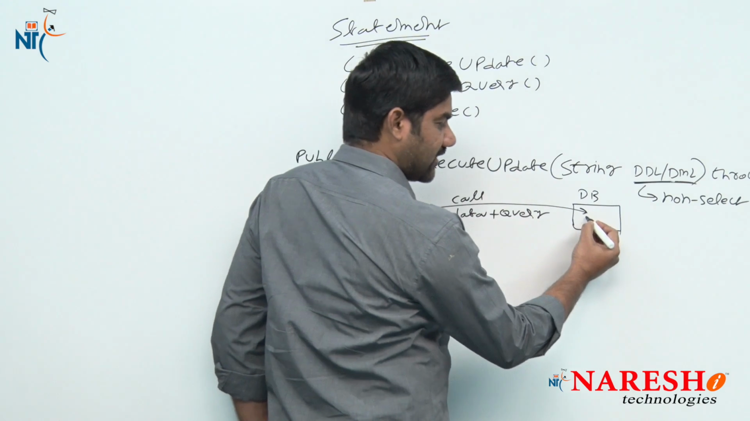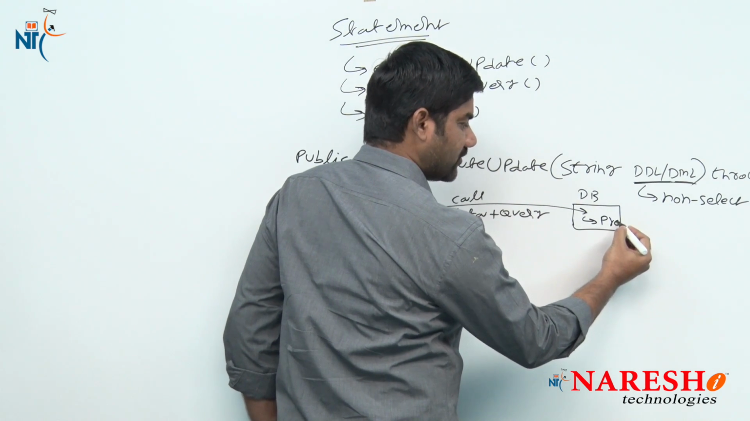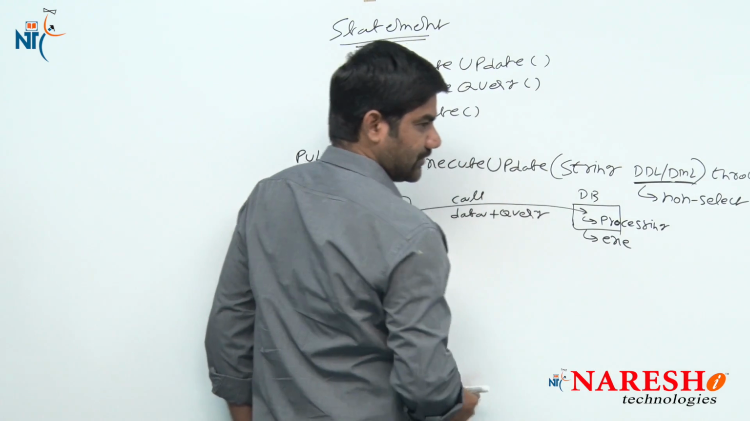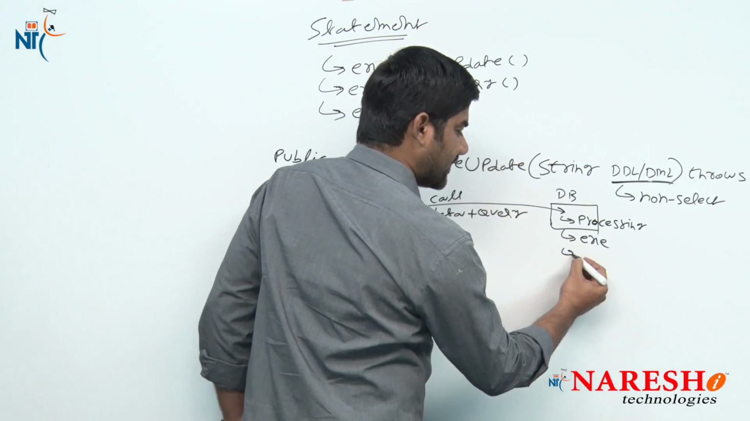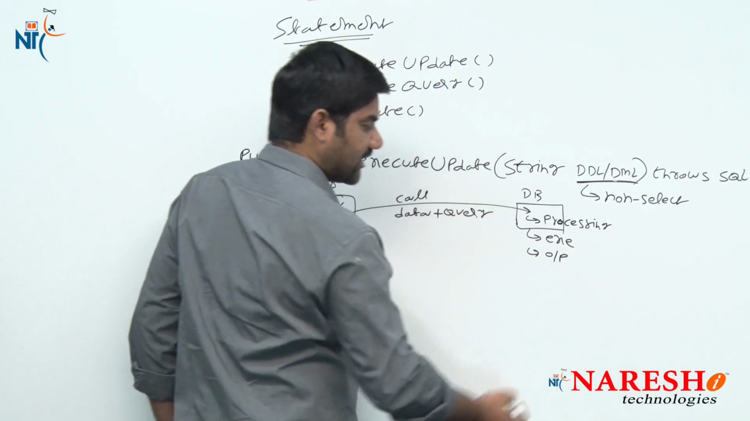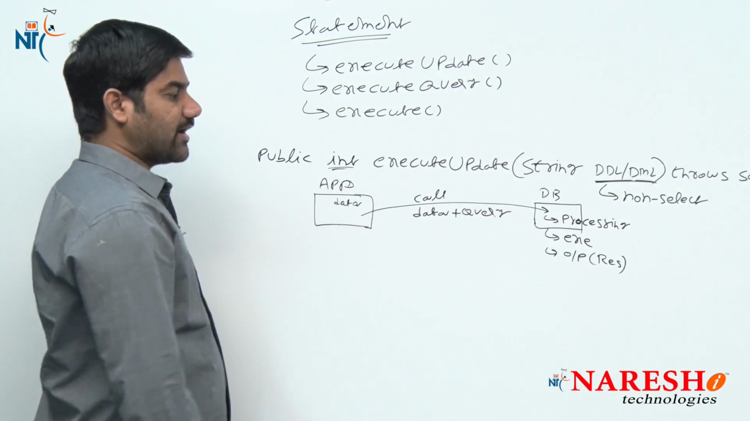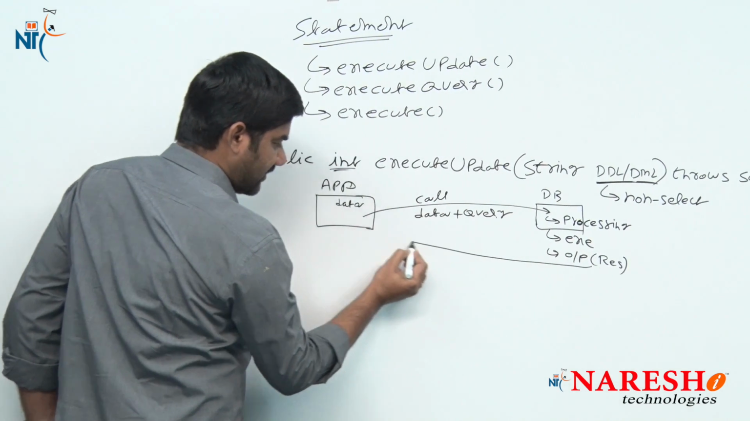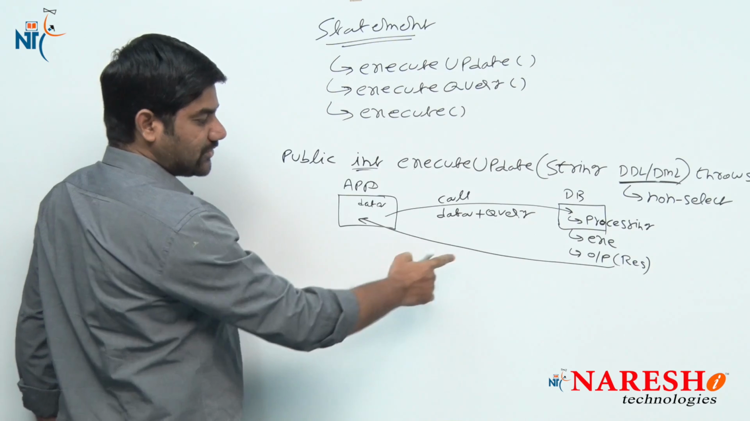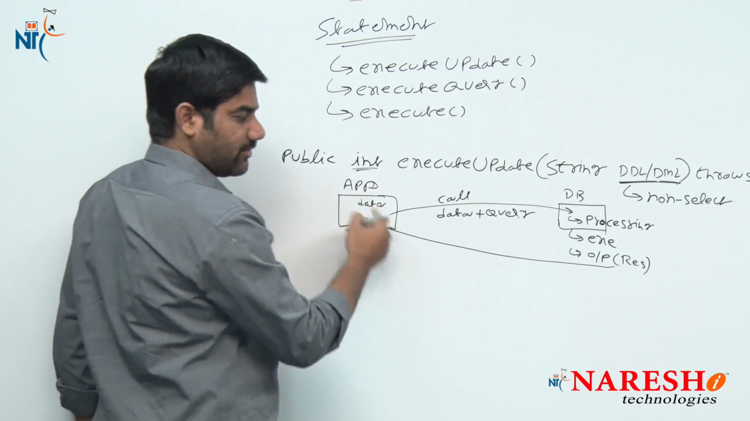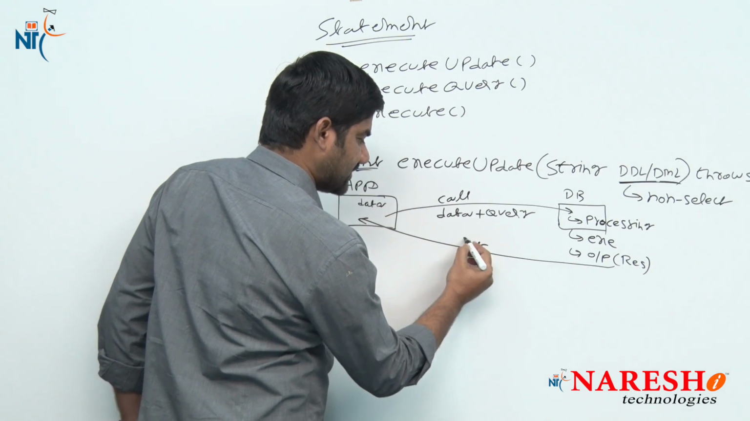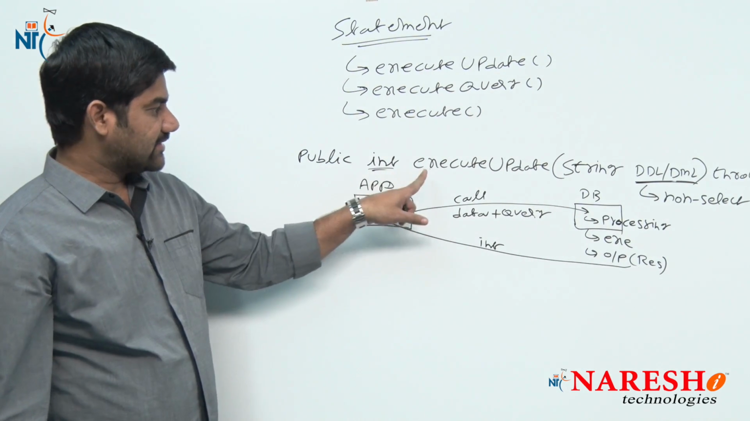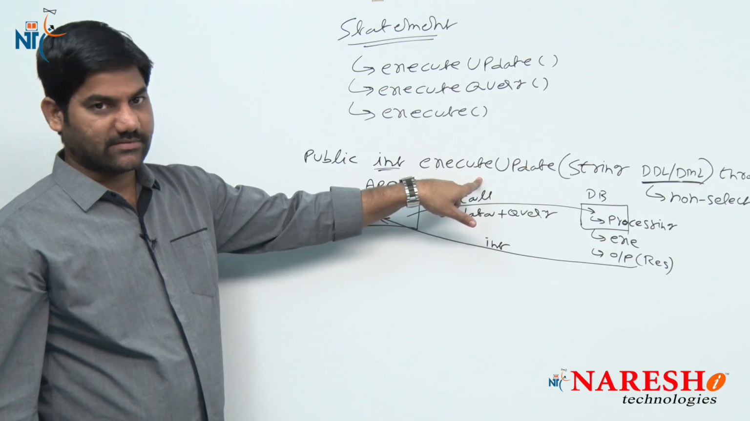The query is received by the database and goes for processing. After that, the query is executed. When the execution is completed, we get some resultant value, which is called the output. Now, what is the database doing, sir? It sends this resultant value back to your Java application. In which format, sir? In integer format. All the values come back to the Java application in the form of an integer. That is the return type of the executeUpdate method.